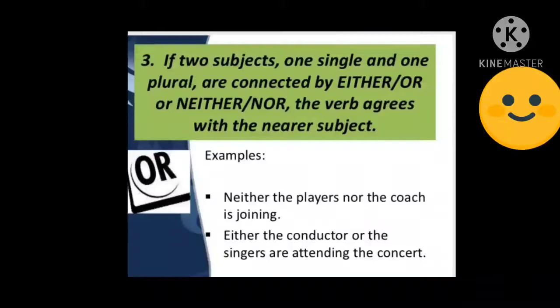Next, either the conductor or the singers are attending the concert. See, either or. What is the first subject? Conductor, it is singular, and the next subject that follows is the singers. So conductor is singular, singers plural, and both nouns are connected by either or. Then what is the rule to be followed? To use the correct verb, we must follow the nearest subject. What is the nearest subject to the verb here? The singers. The singers being plural, we are going with a plural verb. Remember this rule. Each and every rule is very important.